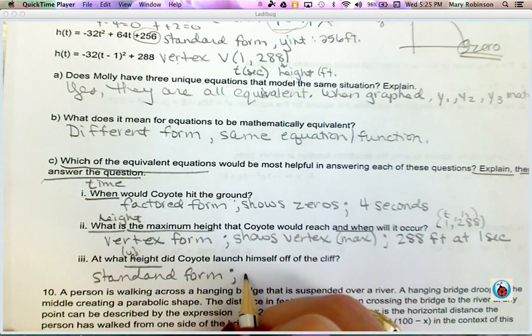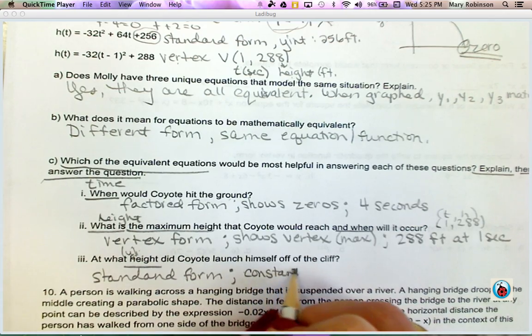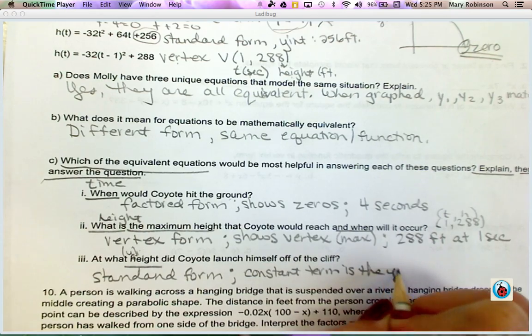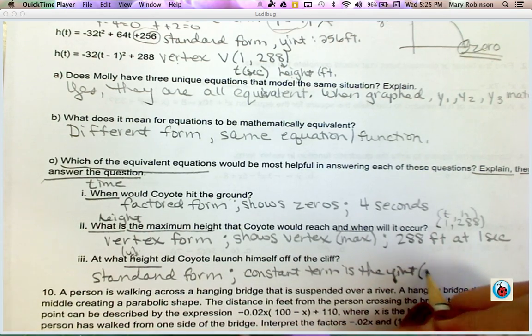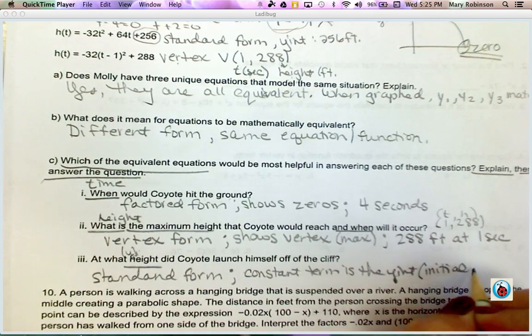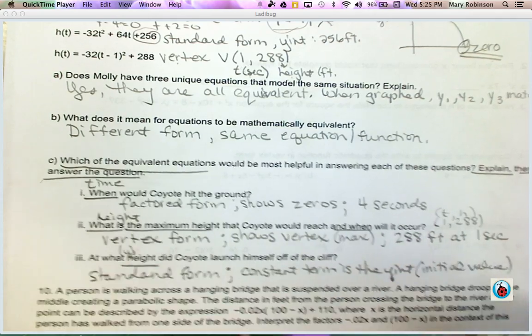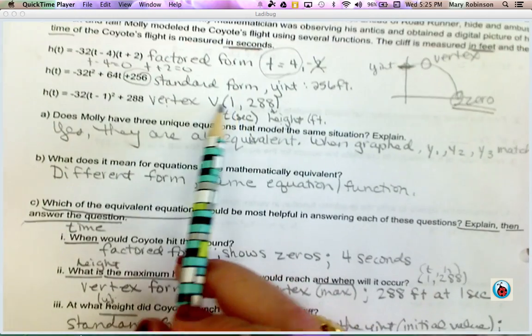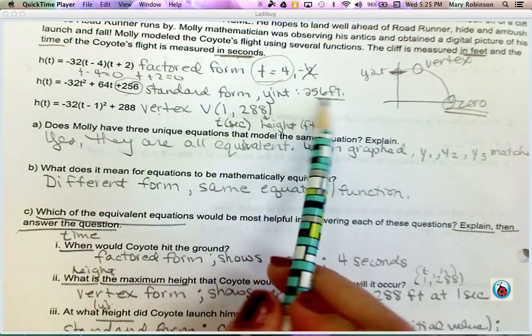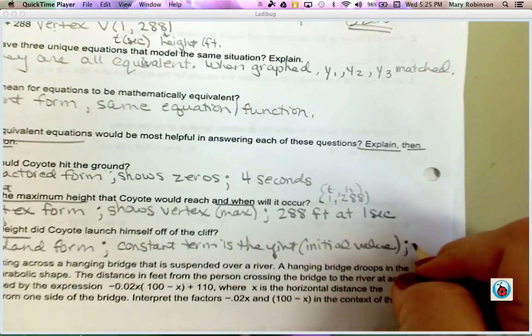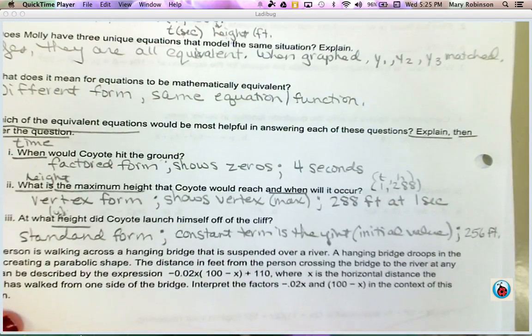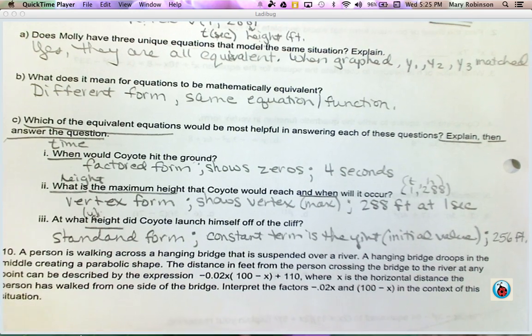Why do we want standard form? Because the constant term is the y-intercept, which is your initial value. And what is our initial value? The initial height was 256 feet. Okay? And that concludes problem 9.